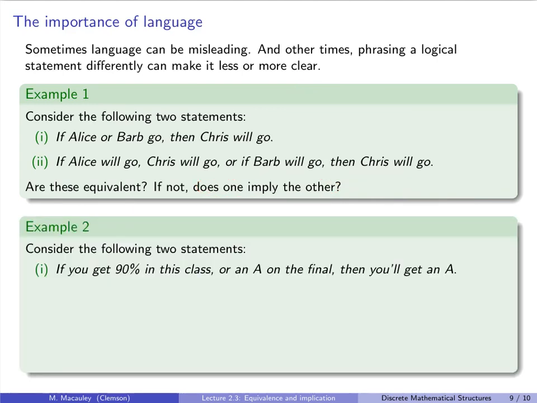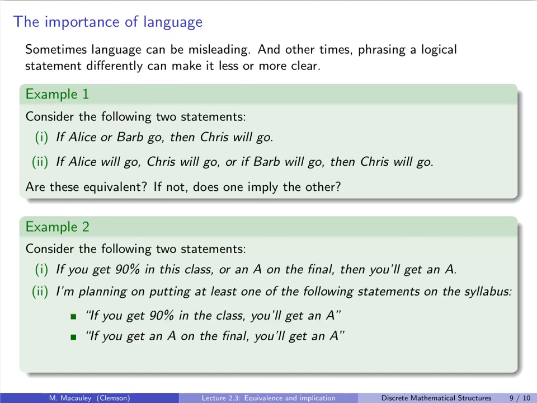Here's our next example. Consider the following two statements. First, if you get 90% in this class or an A in the final exam, then you'll get an A in the class. Now, suppose that I'm planning on putting at least one of the following statements on the syllabus. First, if you get 90% in the class, then you'll get an A. And second, if you get an A in the final, then you'll get an A. Are these equivalent? And if not, does one imply the other?